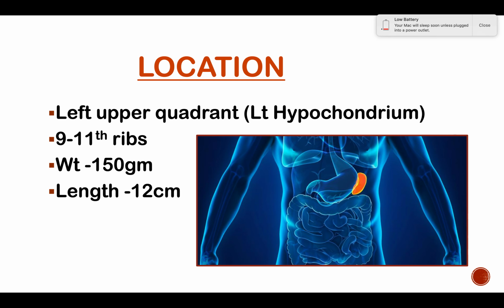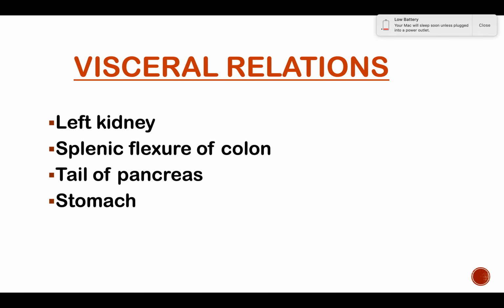Location. Spleen is situated in left hypochondrium. Extends from 9 to 11 ribs. Weight 150 gram. Length 12 centimeter. Visceral relations: left kidney, splenic flexure of colon, tail of pancreas, stomach.